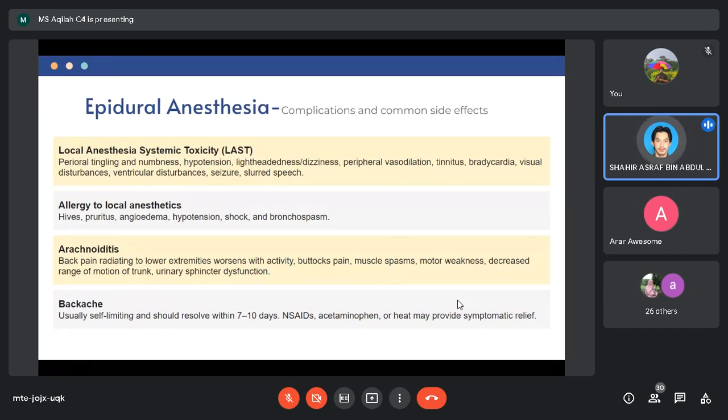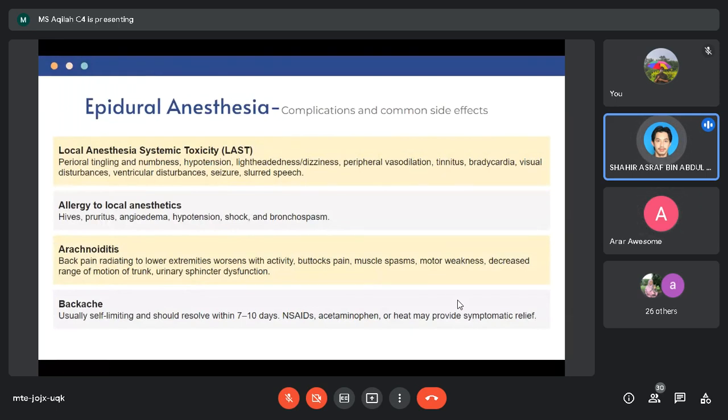If what you're listing is common, no one would want to do it. Correct? So this is potential, but not common. What are the most common side effects of epidural anesthesia? Hypotension? Yeah, correct. So hypotension, pruritus, urinary retention. These are the common ones. What you are listing are the ones that are not so common but can occur.